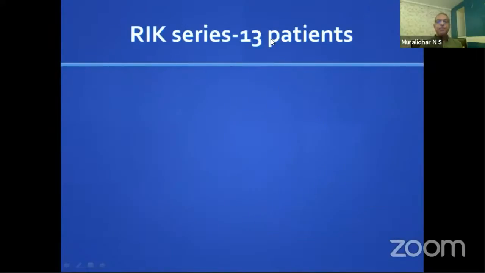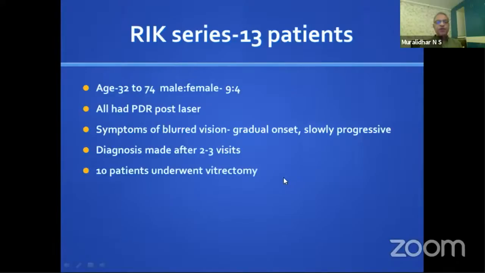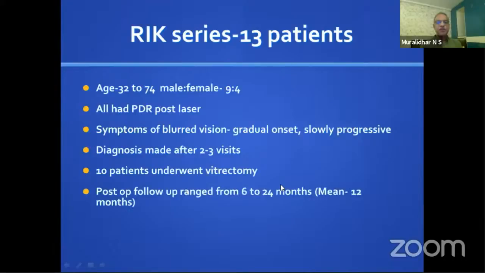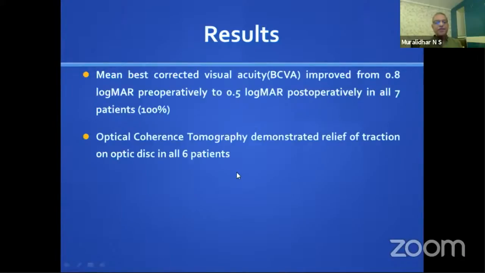patient's vision improves. So we had a series of 13 patients, which we analyzed some time ago, age ranging from 32 to 74. All of them were post-laser PDRs and presented with blurred vision. We did not jump into surgery in the first visit. We followed up these patients for at least 2-3 months before we advised surgery and did the surgery. 10 patients agreed to undergo surgery, and the post-op follow-up ranged from 5 to 7 years. And in all those patients in whom we operated, the vision improved, quite reasonably well.